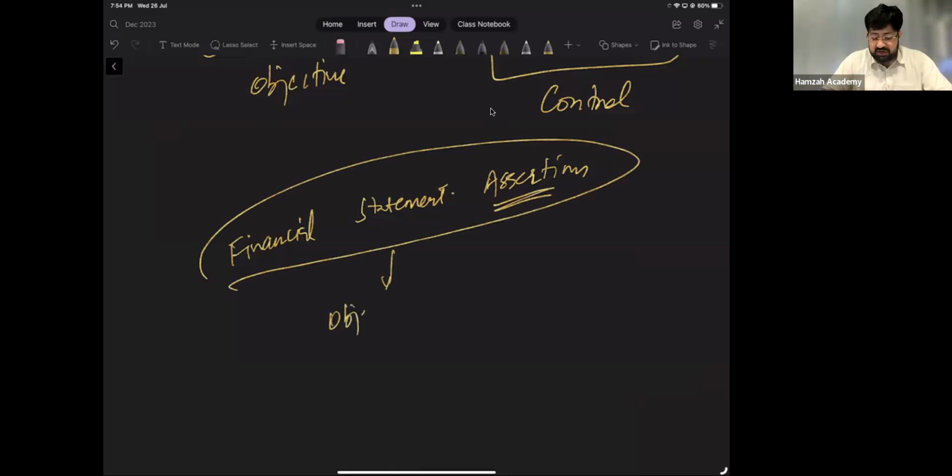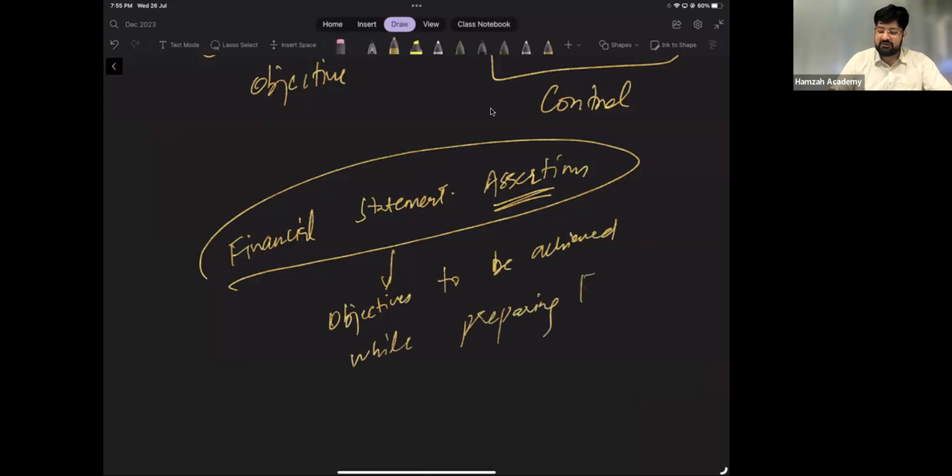They are objectives of financial statements, objectives to be achieved while preparing financial statements. They are called assertions. Objectives to be achieved while preparing financial statements.